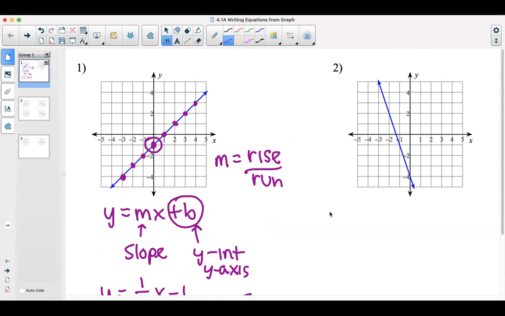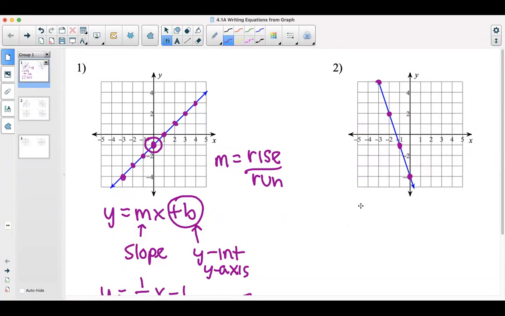Let's take a look at number 2. So again, the first point I identify is my y-intercept. So it's crossing the y-axis there. And then I follow my line. There's another lattice point intersection. Here's another lattice point intersection. And then really there's another one right there.